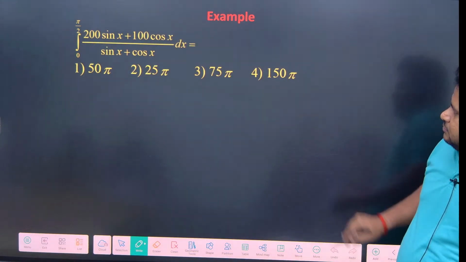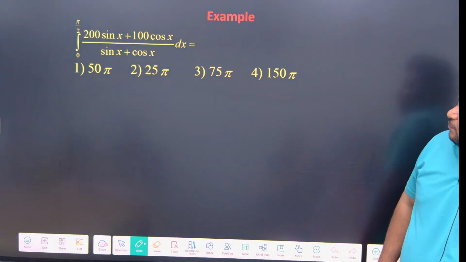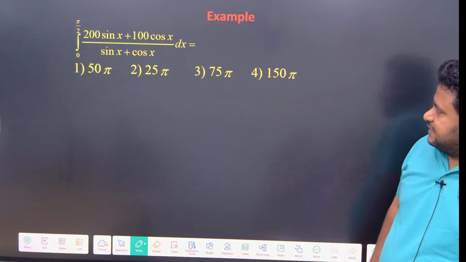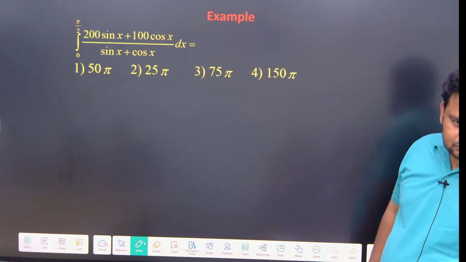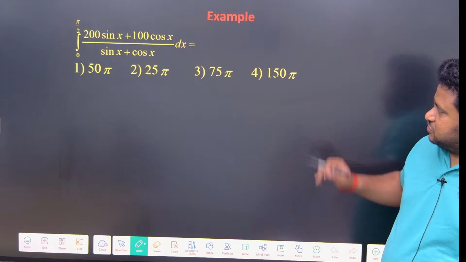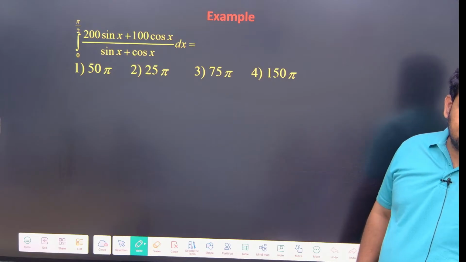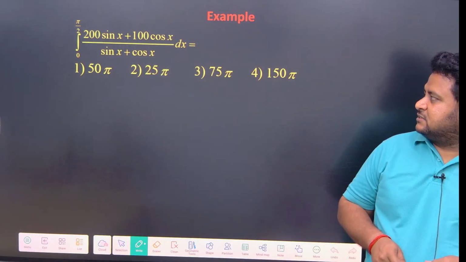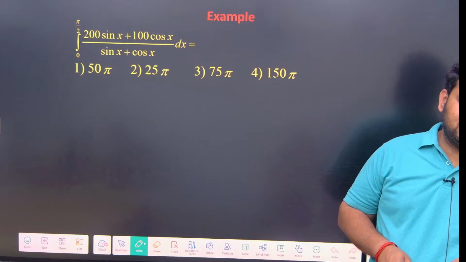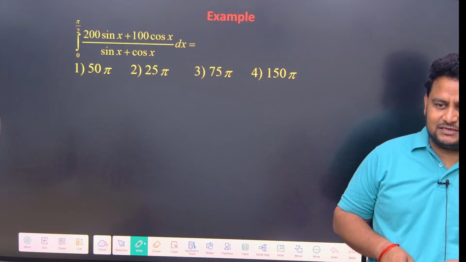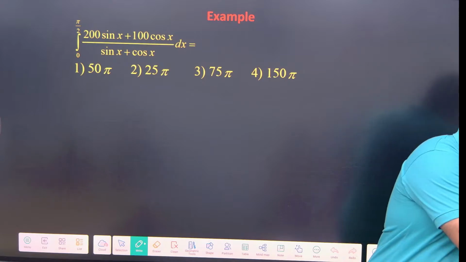Look at this question. They are telling 0 to pi by 2, 200 sin x plus 100 cos x by sin x plus cos x dx. So wherever x is there, we can write it as a minus x, so pi by 2 minus x. Sin of pi by 2 minus x is cos x, that is complementary angles. Okay, try this question by yourself once.